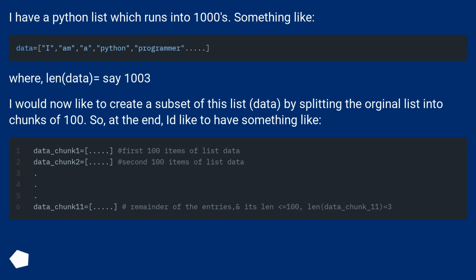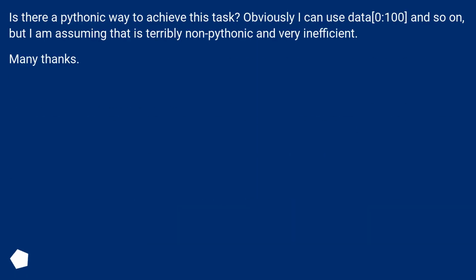I would now like to create a subset of this list, data, by splitting the original list into chunks of 100. So, at the end, I'd like to have something like this. Is there a Pythonic way to achieve this task? Obviously I can use data[0:100], and so on, but I am assuming that is terribly non-Pythonic and very inefficient. Many thanks.